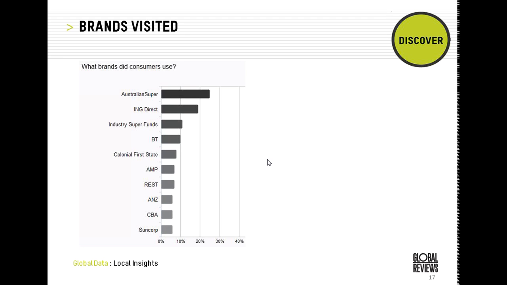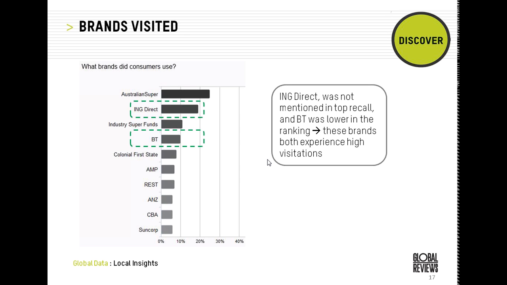What's more surprising is that a brand like ING Direct was visited a lot, the second highest visited brand, but it was not part of the recall session. The other one to look at is BT, which was also not very high on the recall, but it's part of the visited brands. And now we can go and explore why they would go and visit that, and what that visit will translate to in terms of preference and shortlisting.